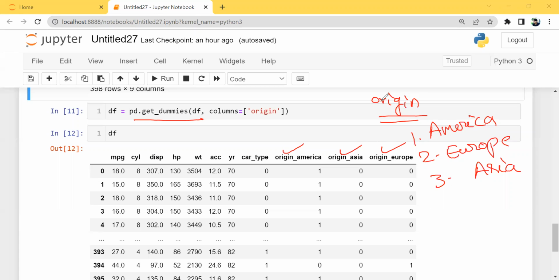But what if we have, in the origin column, let's say 300 subcategories? Then an additional 300 columns will be created if we apply this get dummies, that is the dummy encoding approach. Additionally, we will get origin America, origin Asia, origin Europe, and likewise we'll end up having 300 additional columns. So that's the case here.